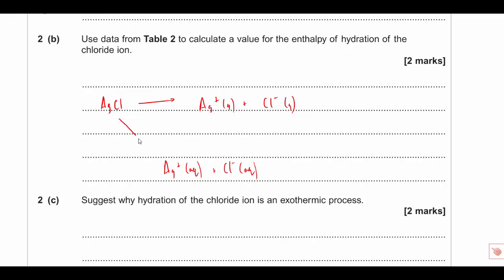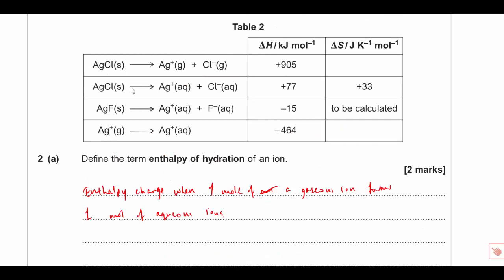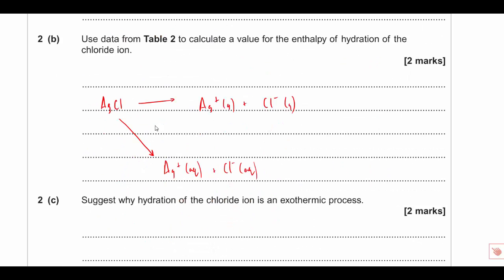So, I've got my silver chloride becoming the ions, and I've got the silver chloride becoming the aqueous ions, and I've just taken that from the table. So that's the first one, and that's the second one. Now, I can ignore this one right here, because I'm not dealing with silver fluoride. But I do need this one, the gaseous silver ions becoming aqueous silver ions. But this is the one I do not know.